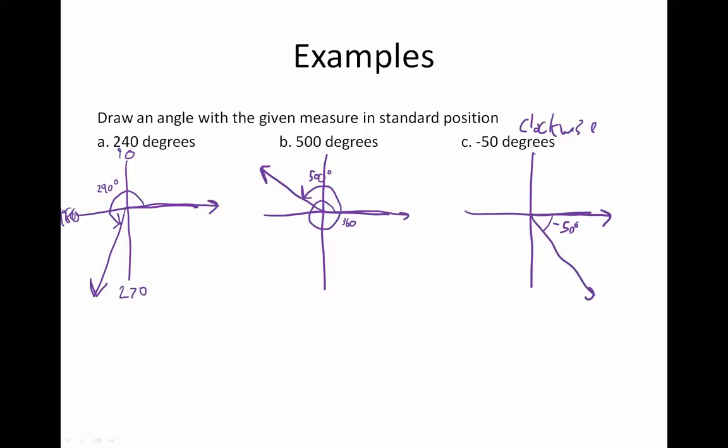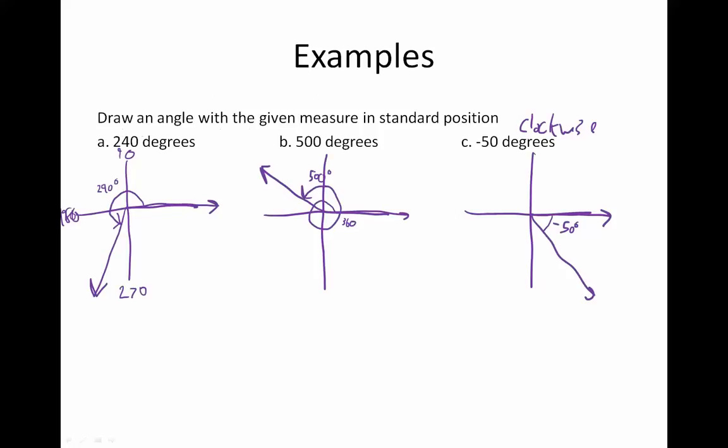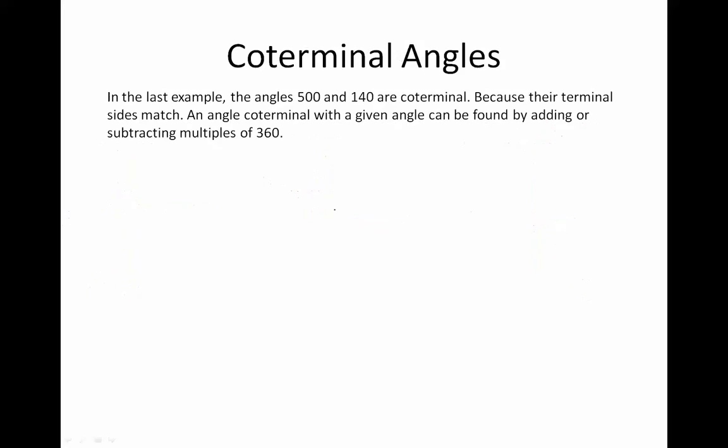The last little bit of vocabulary that you need to know is what a coterminal angle is. So in this last example, 500 and 140 are coterminal. And coterminal means that their terminal sides match. So if the terminal sides of two angles match, then they're coterminal angles.